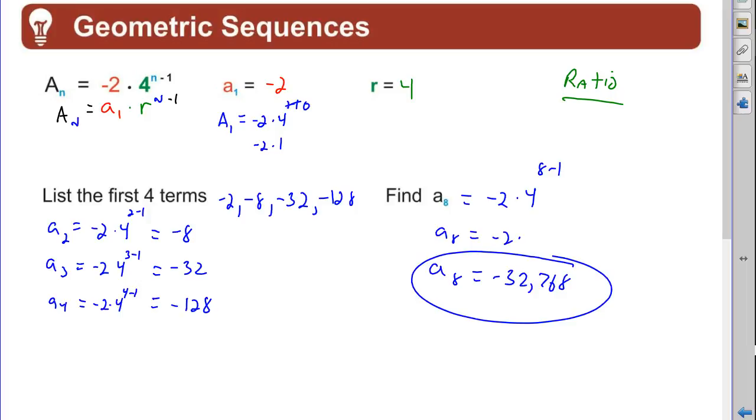Notice how quickly the numbers go up. And one other thought here, if you were to graph a geometric sequence, because this one's going in negative, it would look like this. Ones that go in positive would look like that. All right? Geometric sequence.